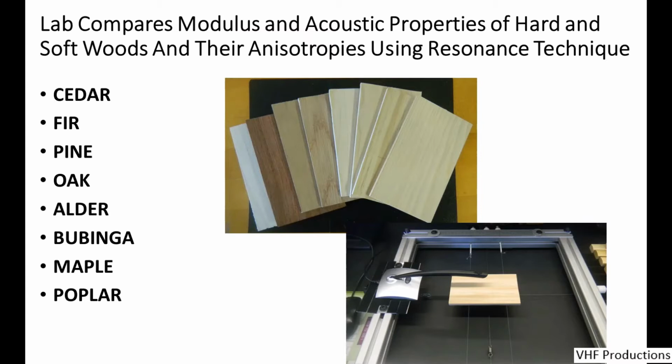In the initial portion of this lab, we will be assessing the behavior of the marimba keys. Then we will move on to measuring the modulus and acoustic properties of a series of hard and soft woods, as well as those properties with respect to the anisotropic nature of the structure of the wood, using a technique known as the resonant frequency technique. We will study a total of 8 different types of woods, listed here: cedar, fir, pine, oak, alder, babinga, maple, and poplar. For 4 of these, we will test them in both the longitudinal direction, the direction along which the grains grow along the tree trunk length, as well as perpendicular to that direction, in order to demonstrate the large degree of anisotropy in the properties of the woods.